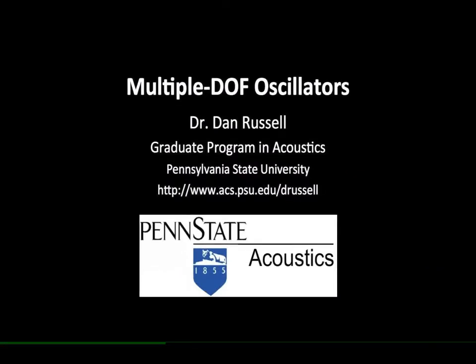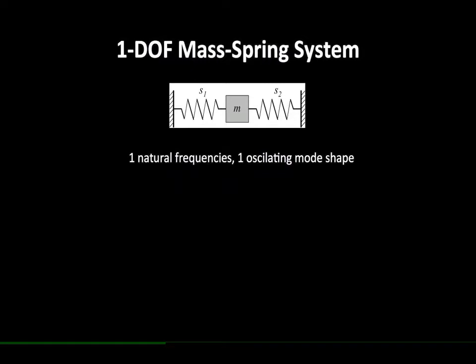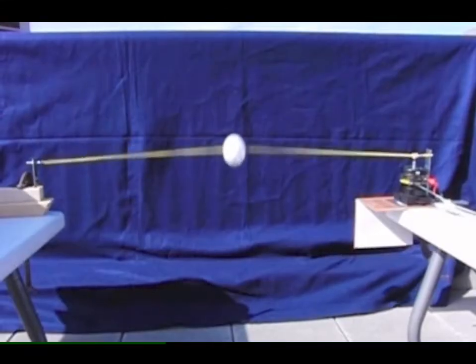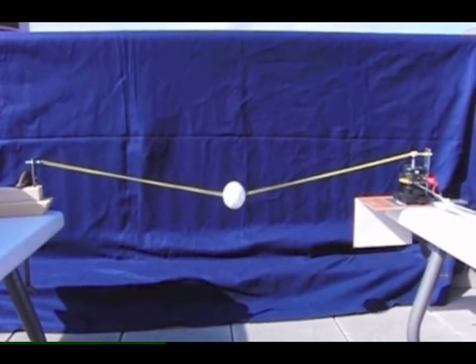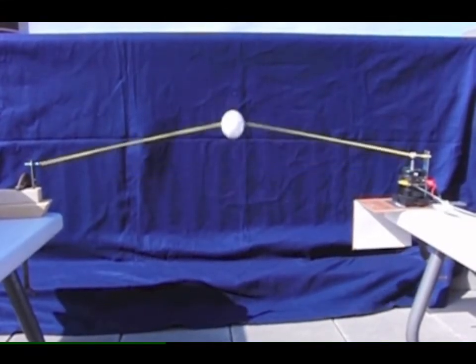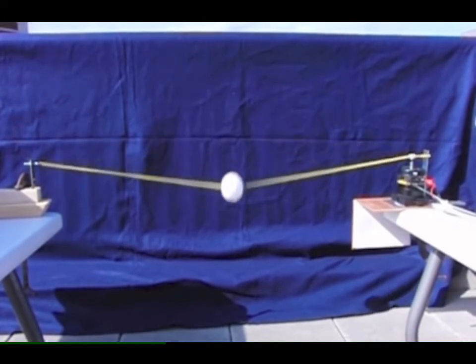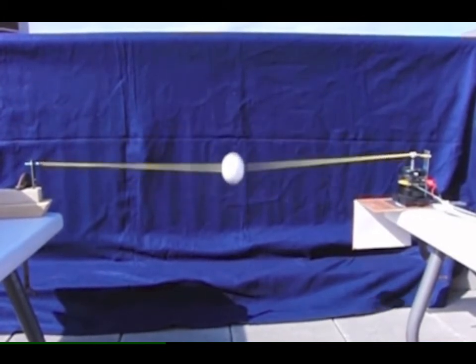Hopefully you can enjoy the video. A 1 degree freedom mass-spring system has one natural frequency and one vibrational mode shape. The mass oscillates back and forth, or in this case up and down, at a frequency that depends on the inertia, or mass, and elastic, or stiffness properties of the system.